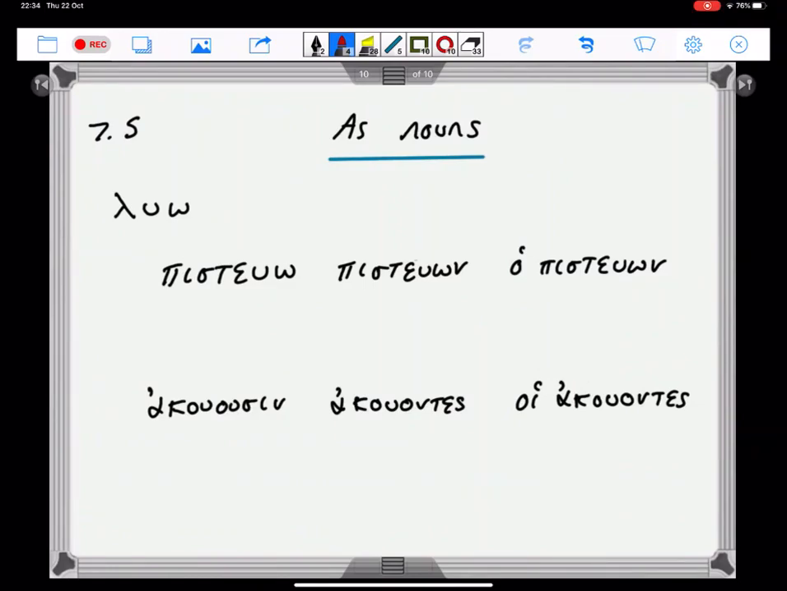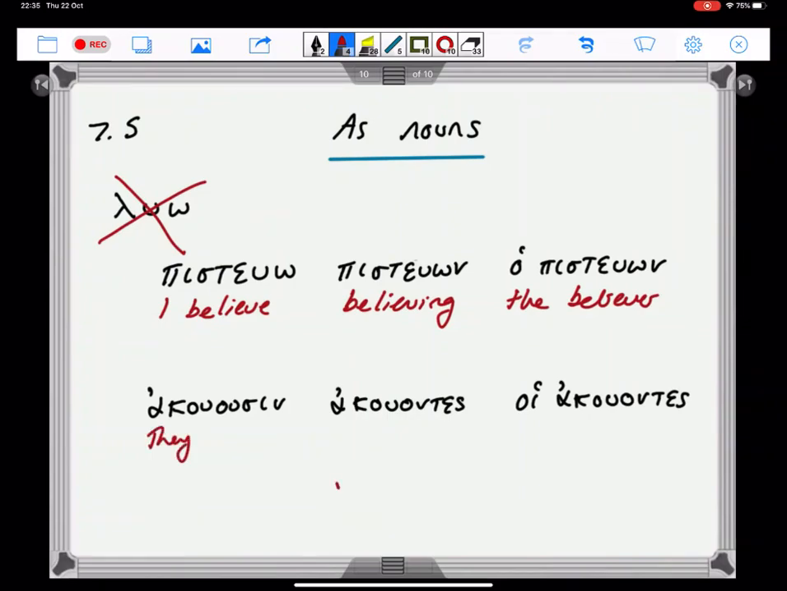The last use is a bit more straightforward, and this is its use as noun. Take a verb like luo. Actually, don't take a verb like luo. It's pretty useless in this case because it doesn't make much sense. But take a verb like pisteuo. Pisteuo, I believe. Pisteuon, believing. Ho pisteuon, the believer. Akousin, they hear or listen. Akouontes, listening. Hoi akouontes, the listeners.